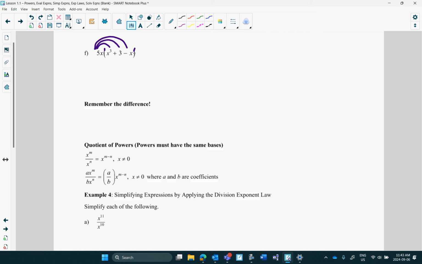So what's 5x to the first times x to the third? Well, 5 times 1 is 5. What's x to the first times x to the third? X to the fourth. We don't have to worry about an exponent law in this second multiplication. It's just 5x times 3. So it's 5 times 3 times x. 15x.